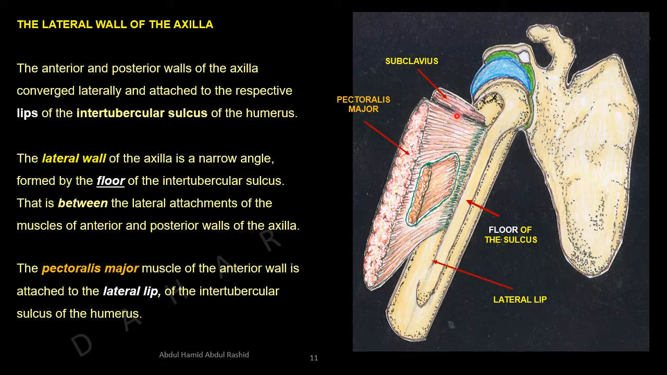If you look at the diagram here, you can see the pectoralis major muscle of the anterior wall is attached to the lateral lip of the intertubercular sulcus of the humerus, that is anterior to the floor of the sulcus.